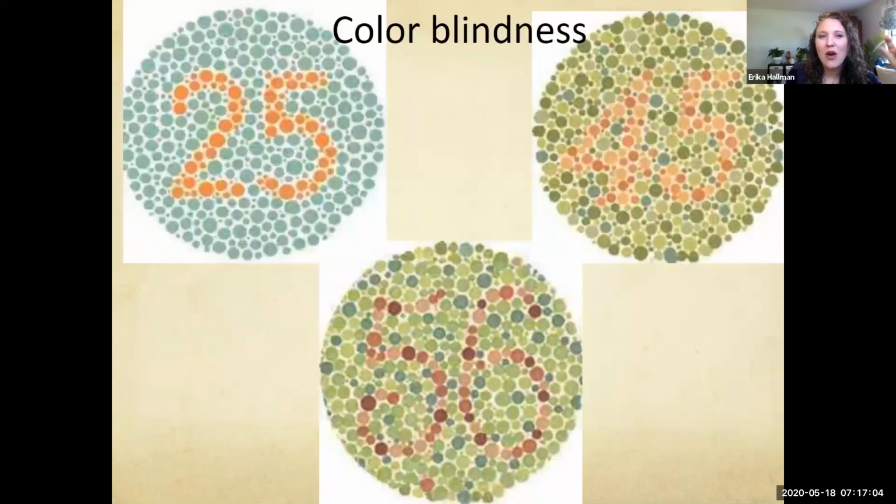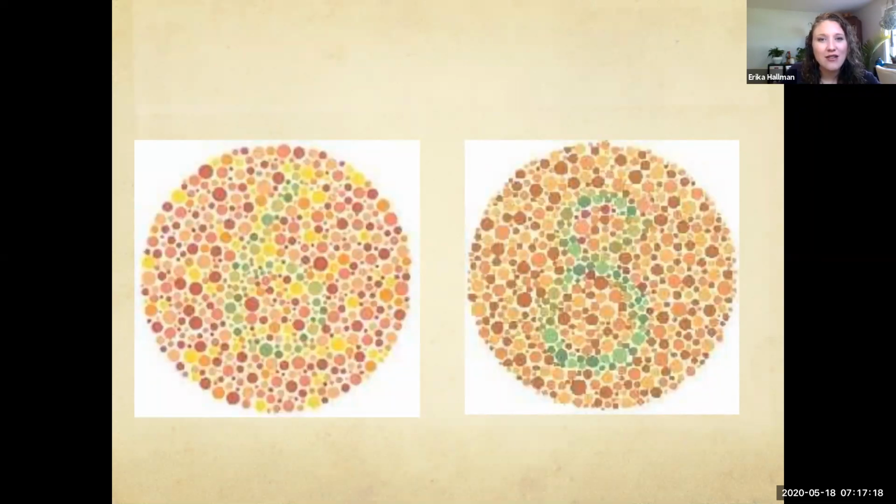These are other tests. So on the top left, you should see 25, bottom center, you should see 56, and the top right, you should see 45. So these are tests for deuteranopes who are not able to differentiate between red-green color blindness. And you should see the number 6 and then the number 8 on these.